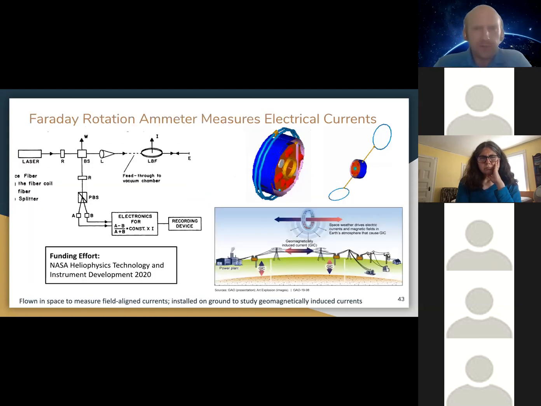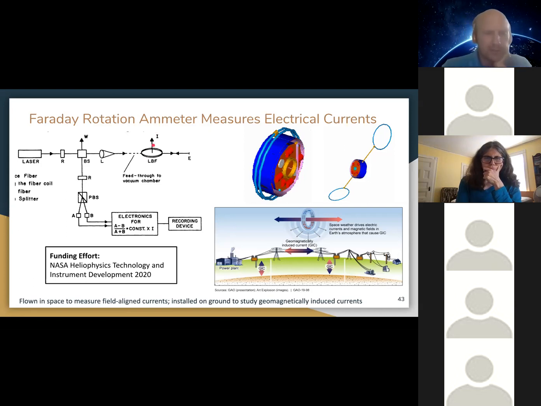The next instrument is the Faraday rotation ammeter, which also measures electrical currents, but is able to measure DC currents, whereas the Rogowski coil only measures AC currents. The Faraday rotation ammeter is primarily made up of a loop of optical fiber that is very long if you unroll the loop. Current passing through the loop causes Faraday rotation in the laser light that is input into the fiber optic cable. The input polarized beam is compared to the output polarized beam, and the amount of Faraday rotation is proportional to the current, which gives us a measure of the current density.